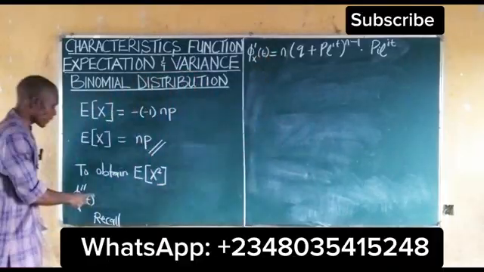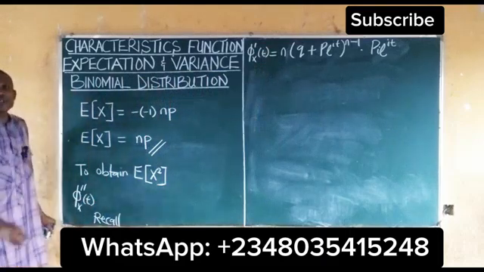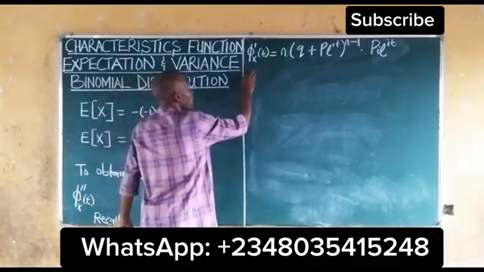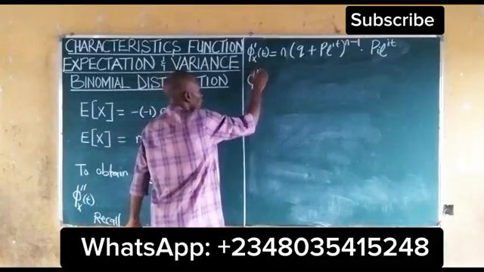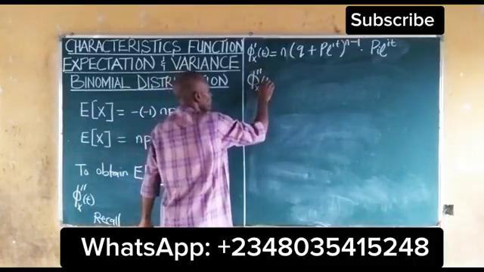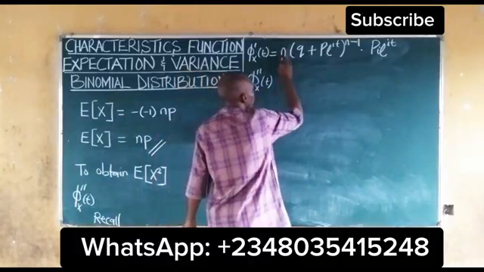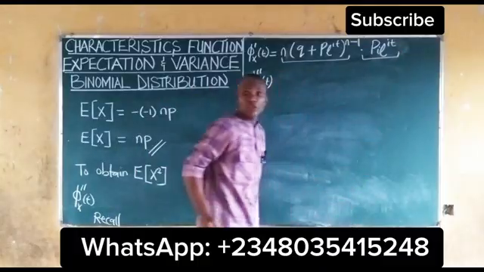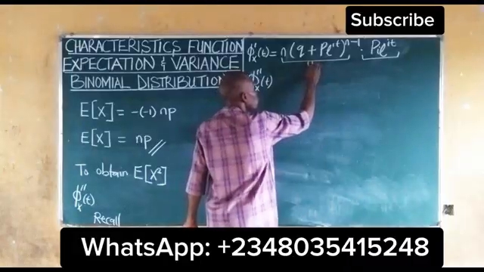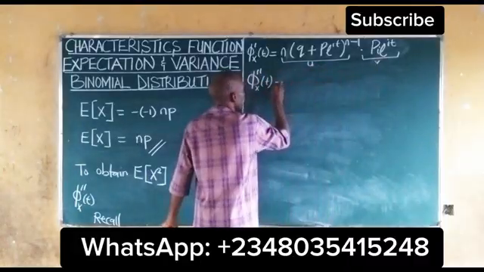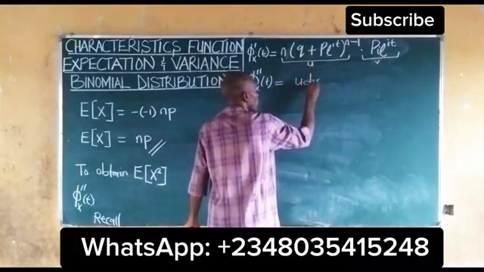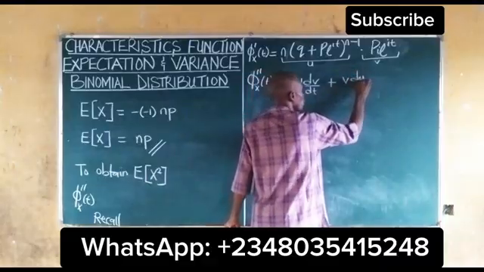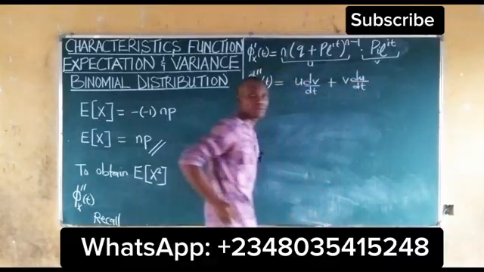Now, to obtain this, we use what is called the product rule of differentiation. That is, to obtain our second derivative, if you watch that, you see that we have a function here, which is our first function. We have another function here. So this is u and this is v. All we need is u dv/dt plus v du/dt.